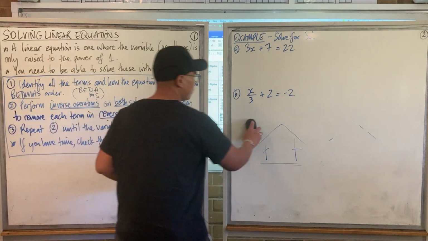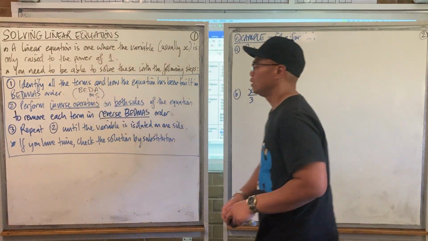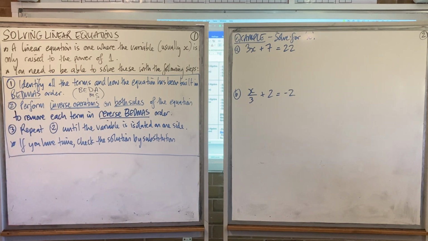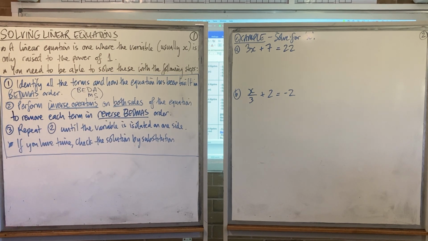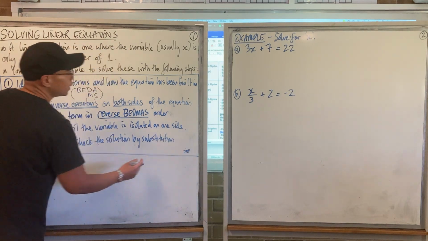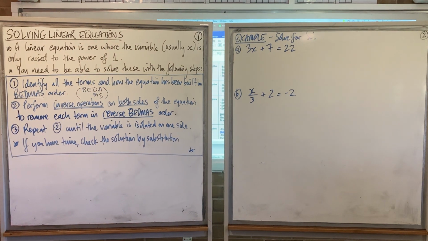And then lastly, you repeat step 2 until the variable is isolated. The letter is by itself on one side. If you've got the time to check, if you want to flex on everyone, if you have time, check the solution by substituting what you think x is into the original equation and show me that you are right in the first place. Okay? I'll give you a couple of minutes of writing time to get down to there. And I'll show you some examples.